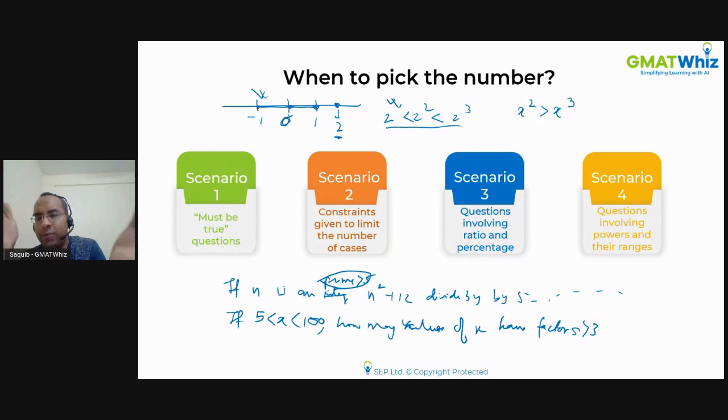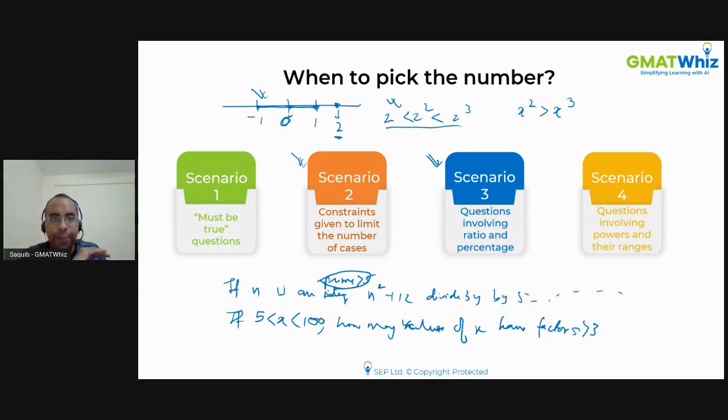So these are some of the most frequently used cases that you'll come across in GMAT, where picking numbers is totally okay. And I would say this forms a big chunk here, the scenario 3, and scenario 2 also, where limited cases and questions involving ratio and numbers, ratio and percentages, can help you solve the question very quickly.